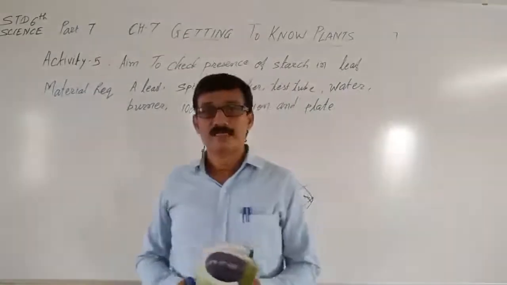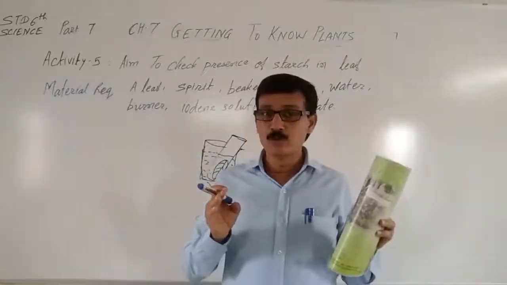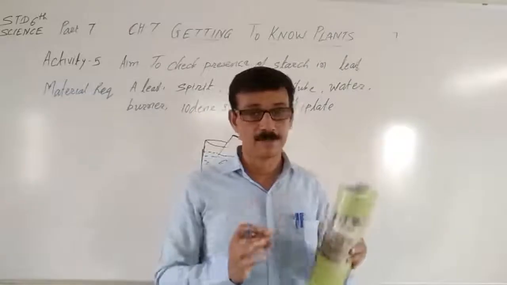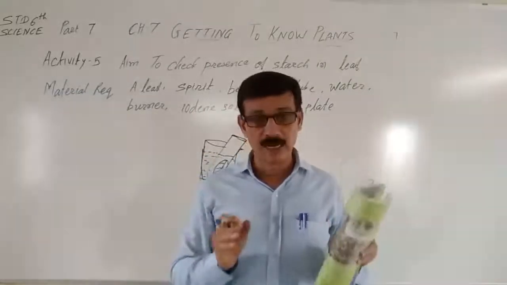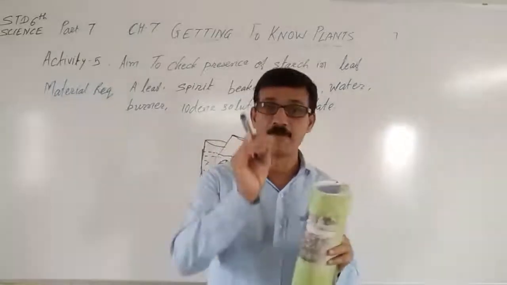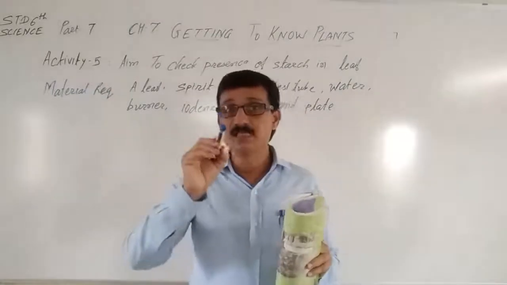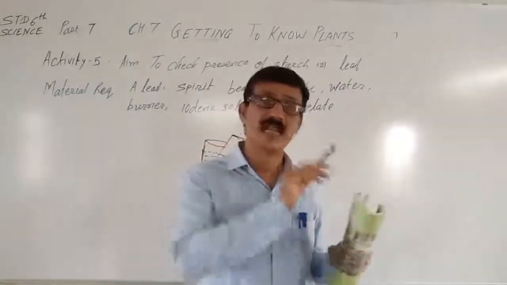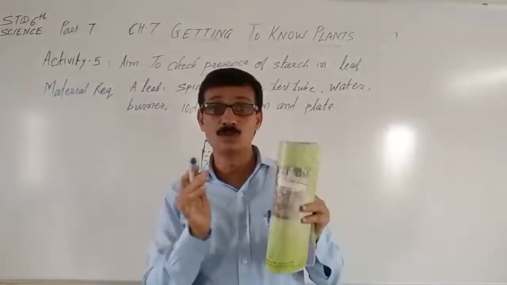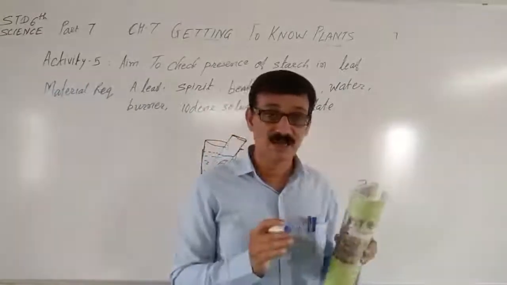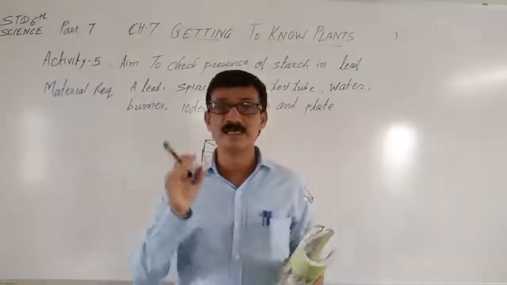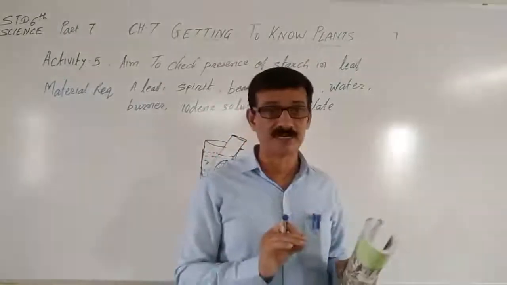Okay, see, water comes out from the leaves in the form of water vapor. That process is known as transpiration. And we did an activity to know how transpiration occurs and whether it occurs or not. That is what we discussed in the last part, in the fourth activity.